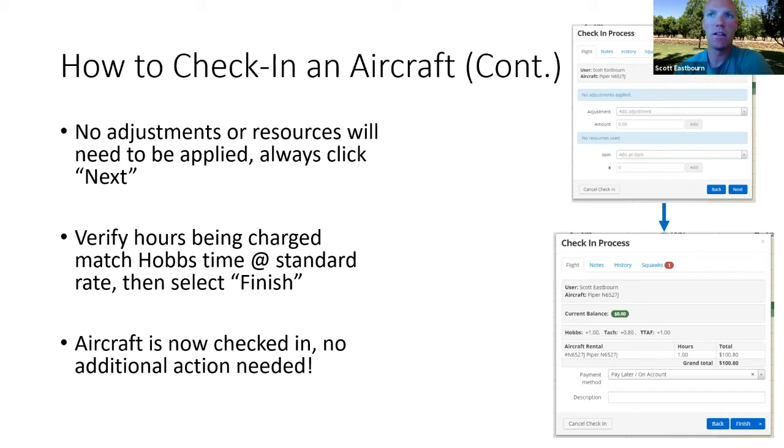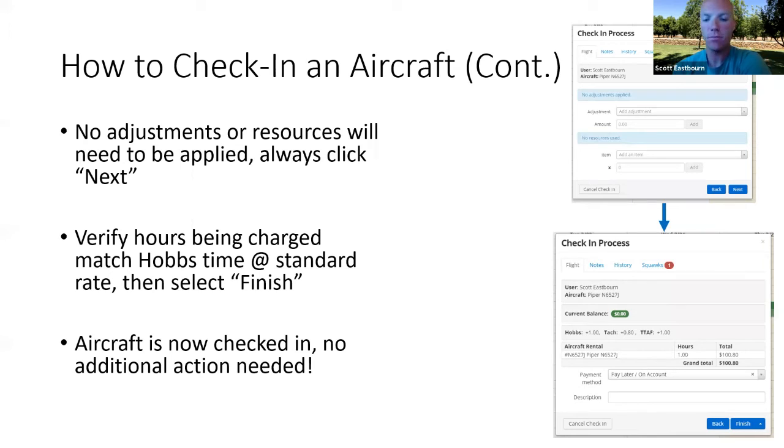Then the final screen that shows up is the check-in. I guess those are both labeled check-in process. Well, it's the final screen that now allows you to finish the check-in. So this is where you'll want to do one final check to make sure that the hobbs and tach time that are being accumulated there match what was actually flown, especially the hobbs, because that's what we're doing the billing off of. So you'll do the pay later on account option that you see there.